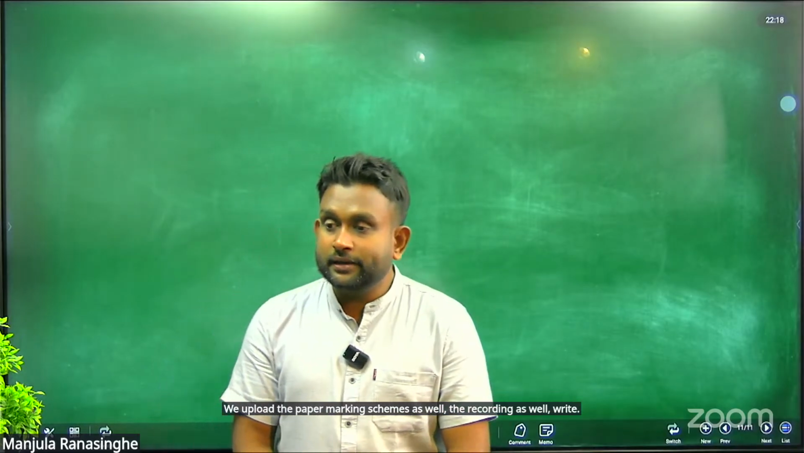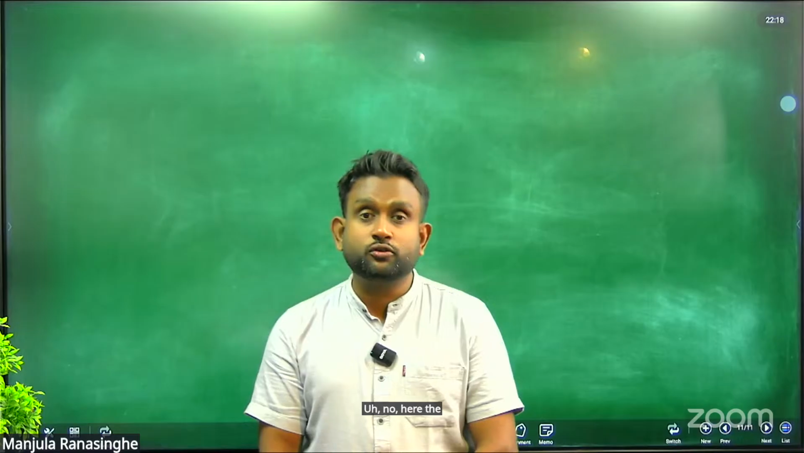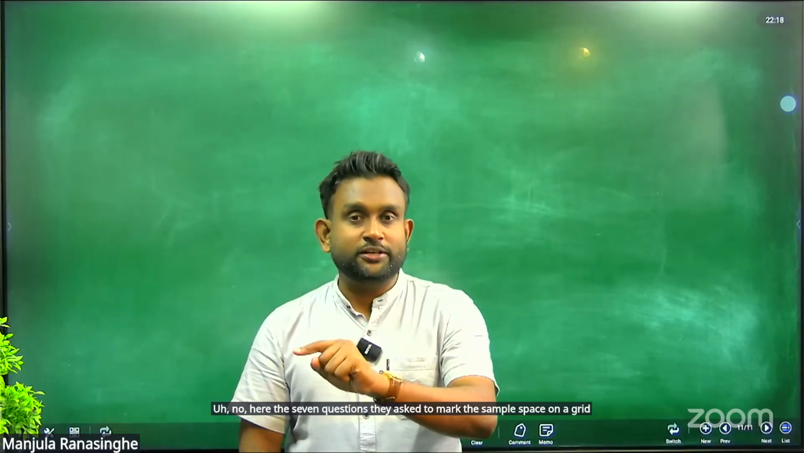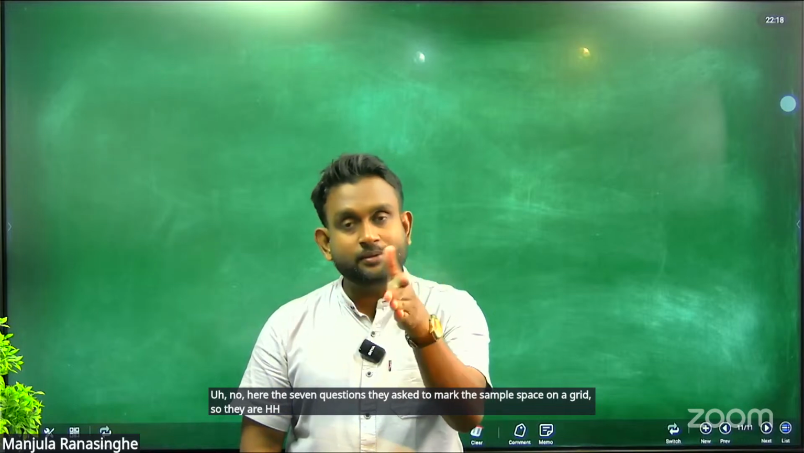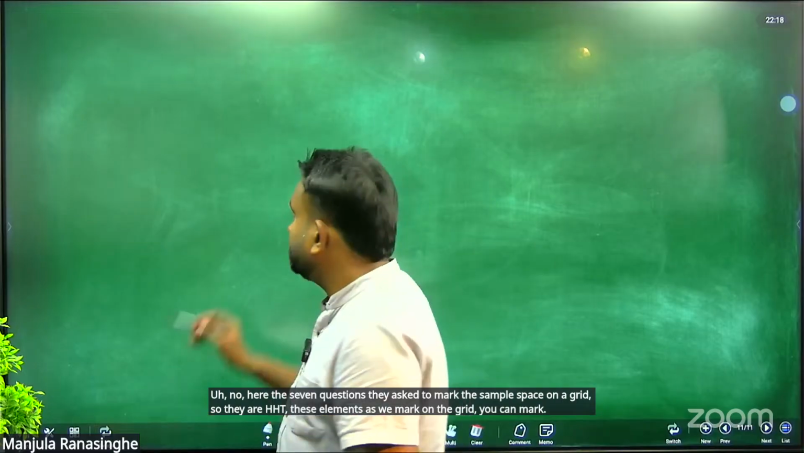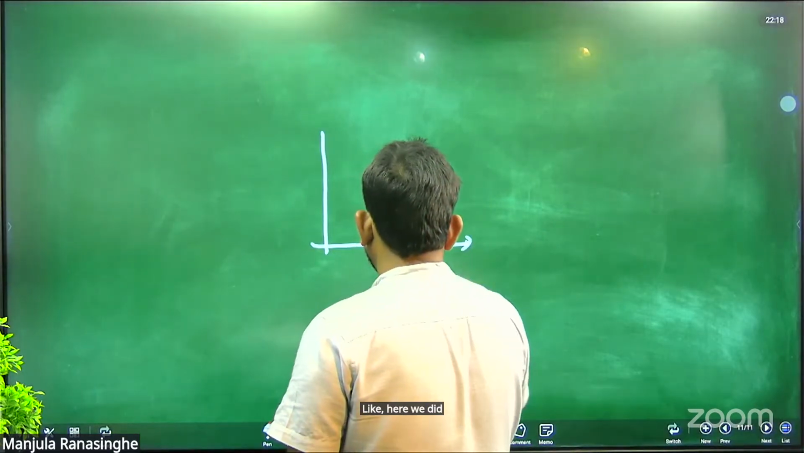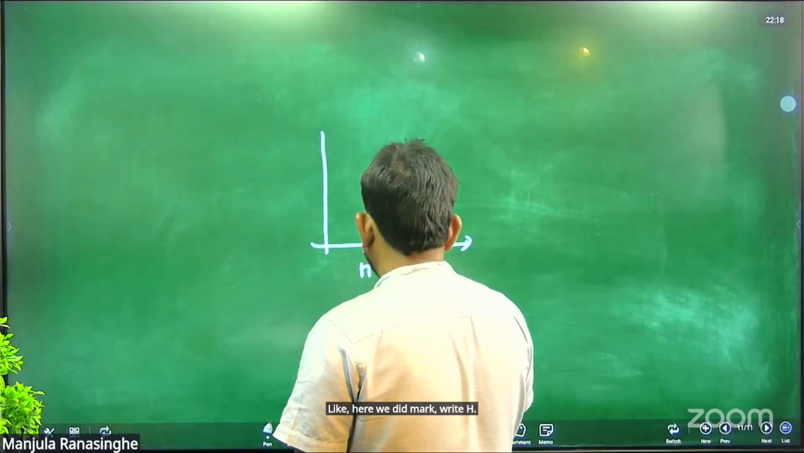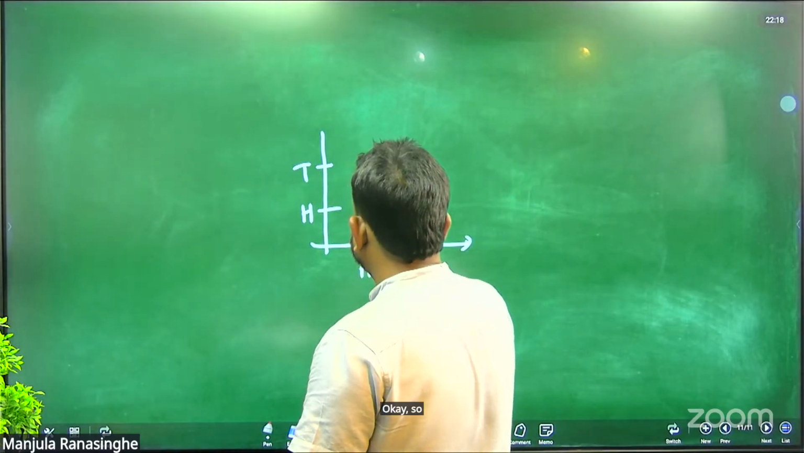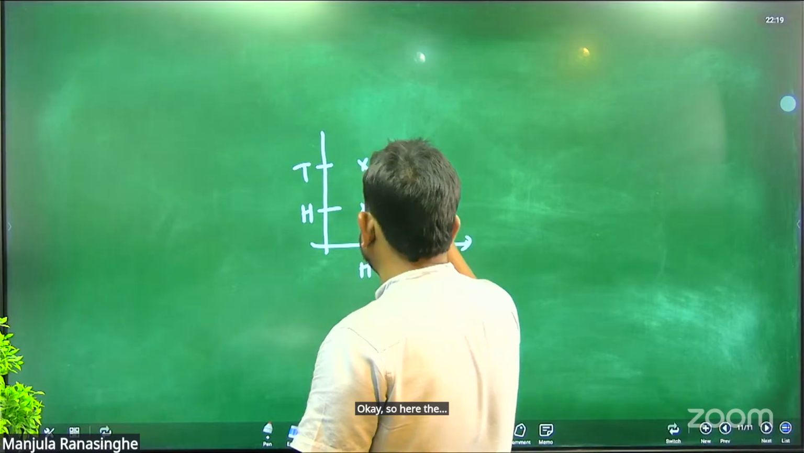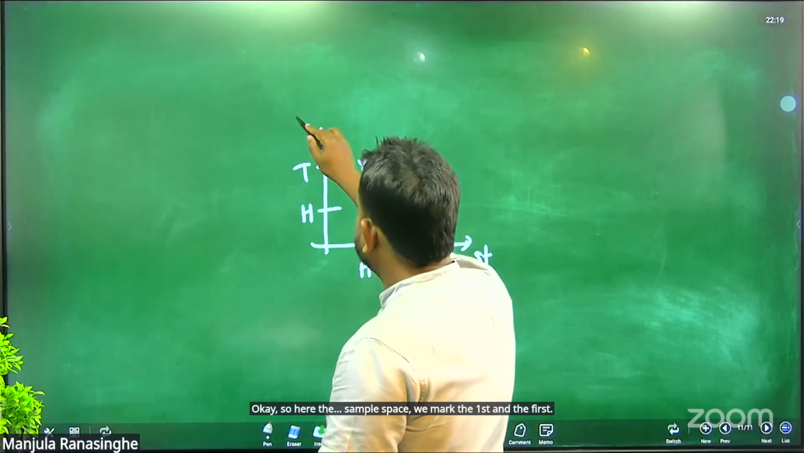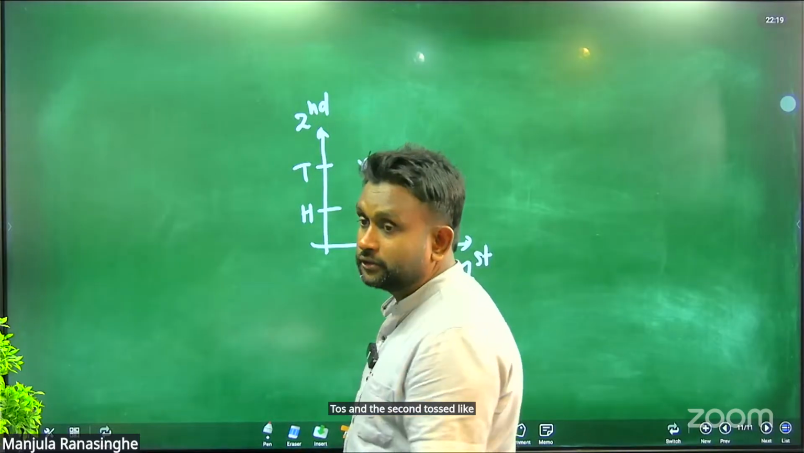For the 7 questions, they asked to mark the sample space on a grid. So they are H, H, T, T, these elements as we mark on the grid. Like here we marked H, T and here H, T. So here the sample space, we mark the first toss and the second toss likewise.